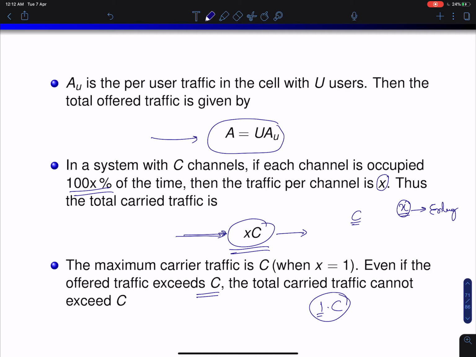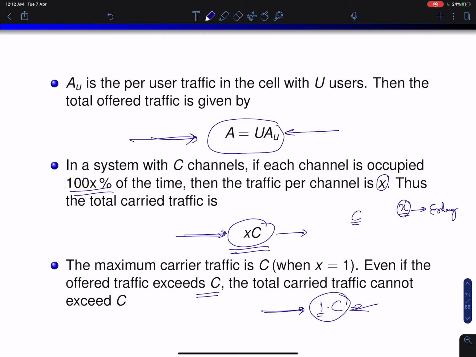Even though your offered traffic can be higher than C, you will not be able to provide it. If the demanded traffic by the users is greater than C, you will start having a lot of missed or dropped calls. We'll talk about that. So these are just the preliminary definitions which we'll be using in our analysis.